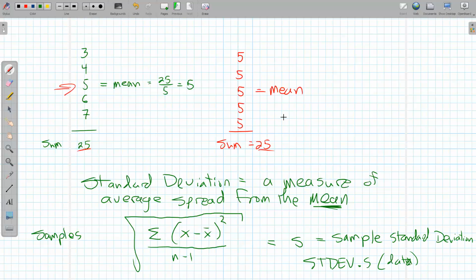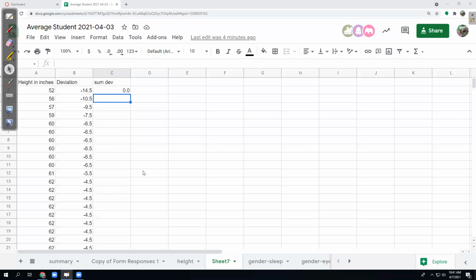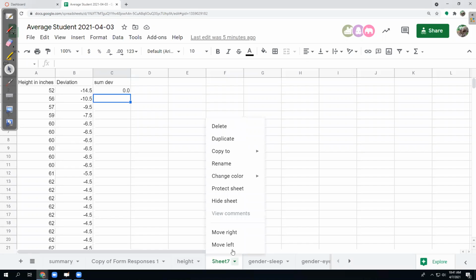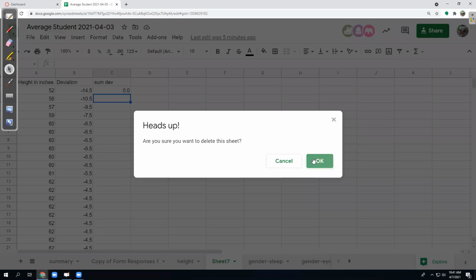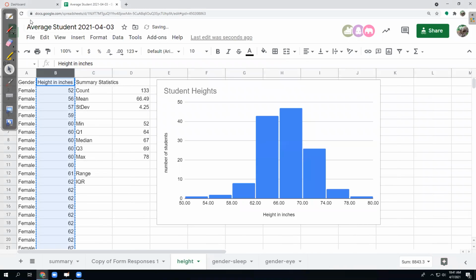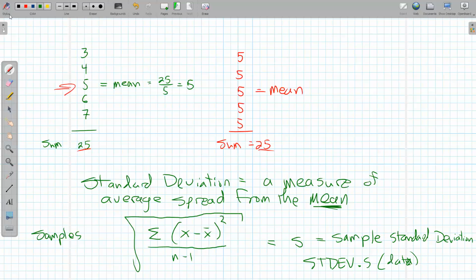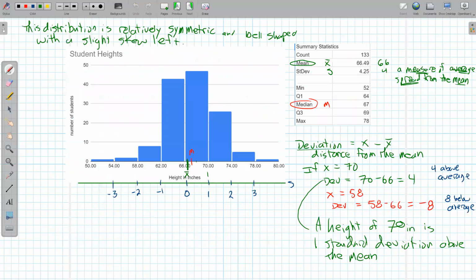Okay, so the essence of the mean leads to this weird formula here, but it turns out this weird formula is super powerful. It's mathematically speaking the best way to find the average spread of the data. There are other ways, but we don't care about them. So I'm going to delete this chart. It's just for demonstration. Delete. All right, so let's go back here.